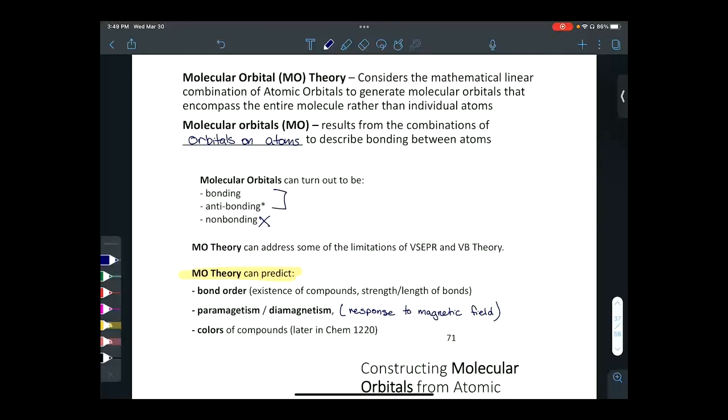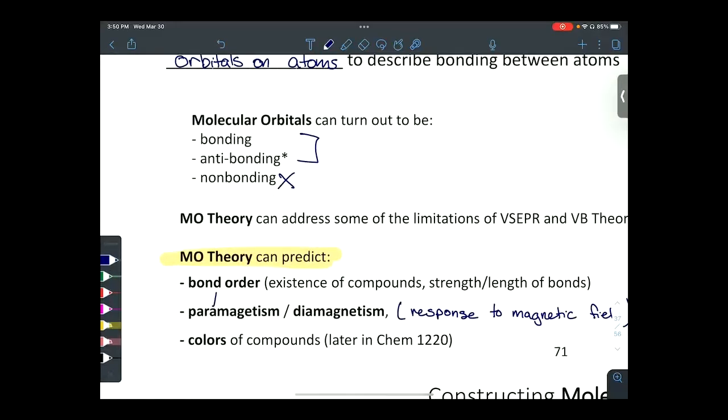So the great thing about MO theory is that it's going to allow us to do the last things that I said VSEPR theory couldn't do, and that's predict bond order, and whether molecules exist or not. It can also predict paramagnetism or diamagnetism, so whether a molecule will respond to a magnetic field. So I'll just note that paramagnetism means that we have unpaired electrons, at least one. Something that is diamagnetic means everything's paired.